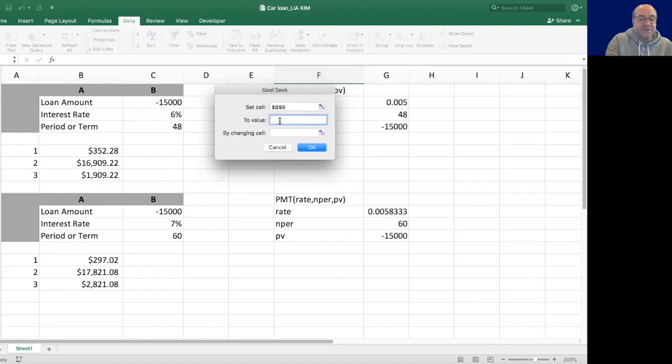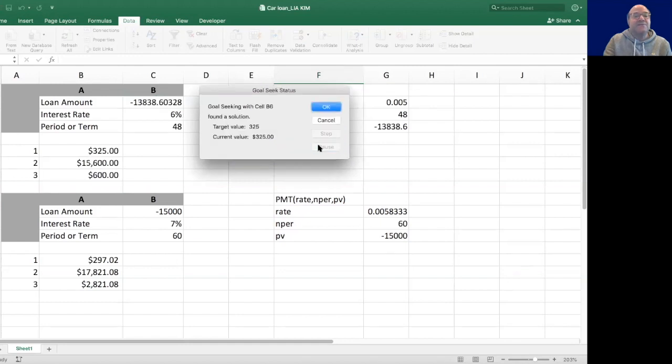What did we say? We can only afford $325 by changing cell. So we'll change the amount of the loan, right? So by changing this cell, C2, and now watch what's going to happen. It's going to actually look at this formula and change the values for us.